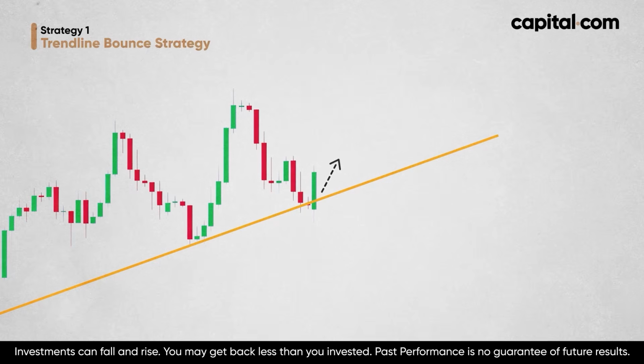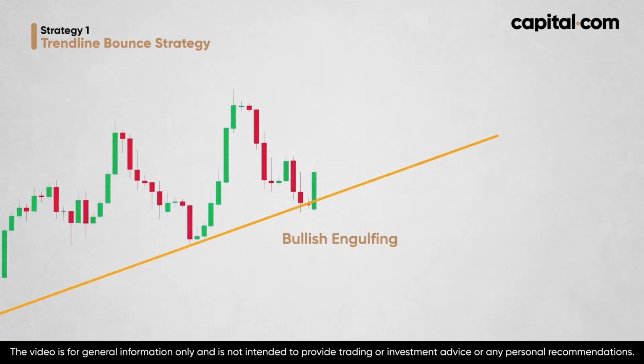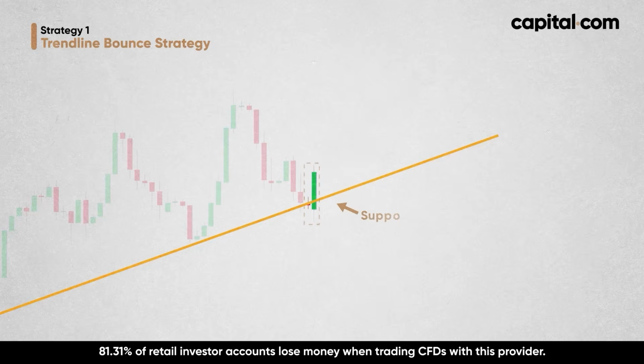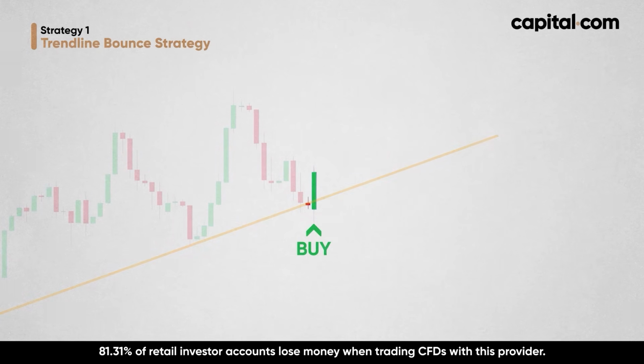One simple confirmation you can use is a bullish engulfing candlestick pattern. This happens when a large bullish candle completely engulfs the previous candle, showing that buyers are stepping back in, pushing the price higher, and respecting the trend line as support. Once we see this confirmation, that's when we look for a buy trade.